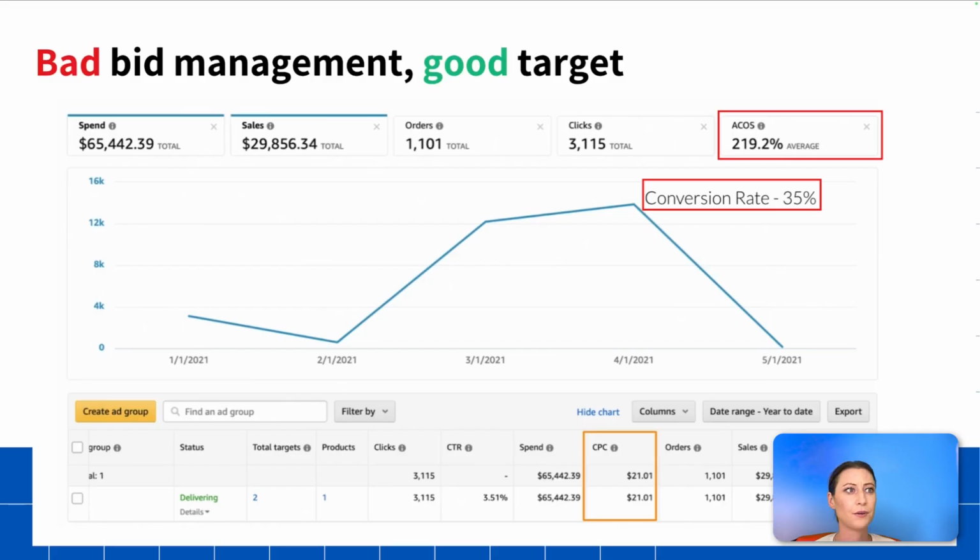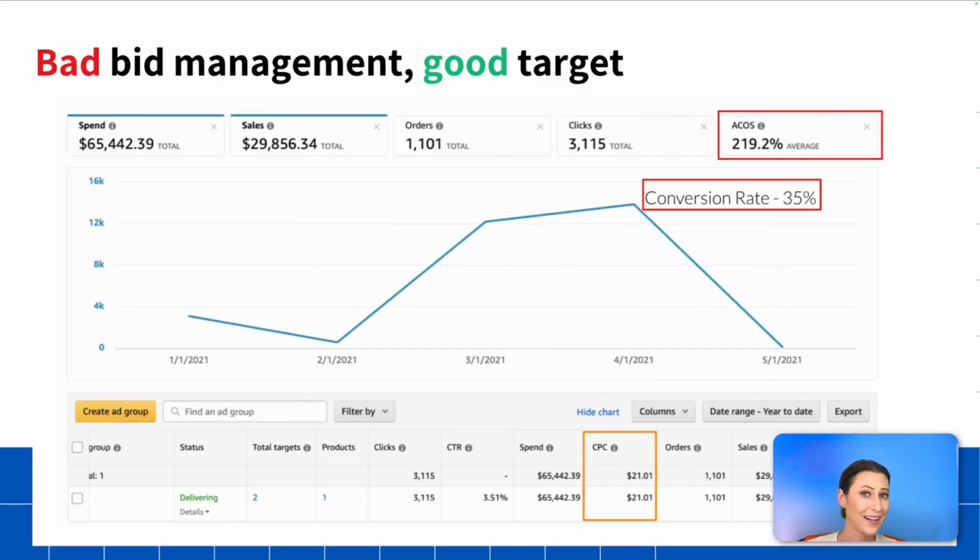I'll show you a few examples of bad bid management and a good target, and the reverse, and then we're going to open up Ad Console and look at some of these live. This was an example I pulled from a campaign. As you can see here, the conversion rate is fantastic. We have a 35% conversion rate. It's a really good target. It's a good keyword I've chosen to bid on.